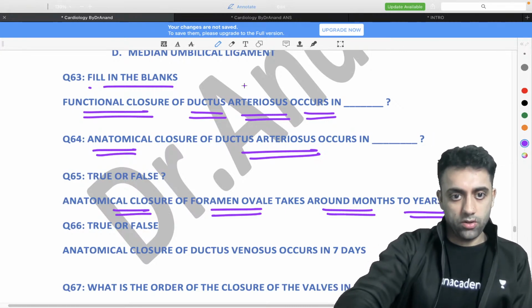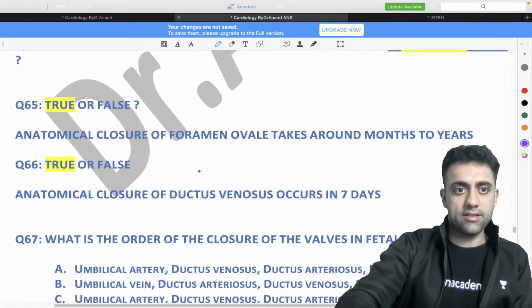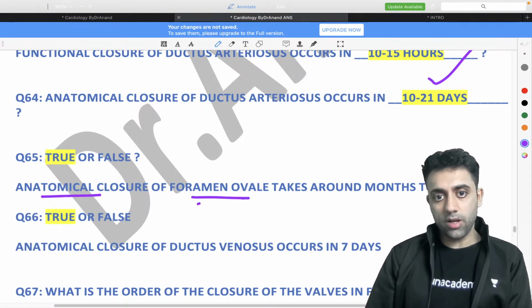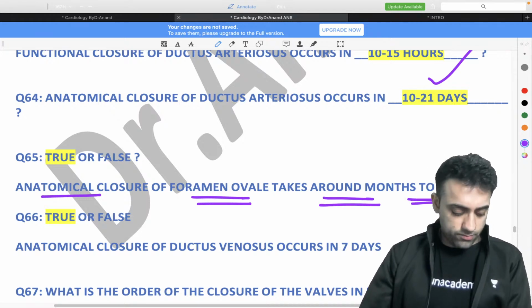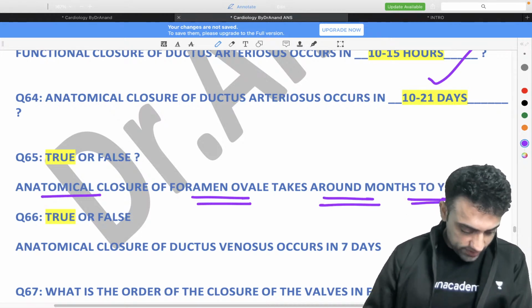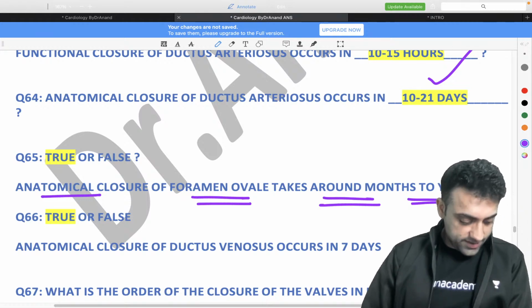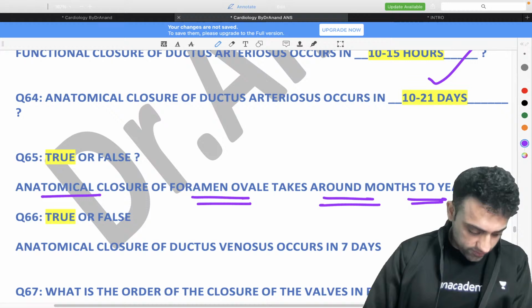Anatomical closure. Okay, and yes, so question number 65, remember the best answer is true. Remember this, anatomical closure of the foramen ovale really takes around months to year. Yes, thank God, very good. Who has said true? Everyone knows this answer. Thank God. Mani is right, Raghuvansh is right, Sarika, Osama, Priya, Hamid. Very good, very right, nice, perfect.